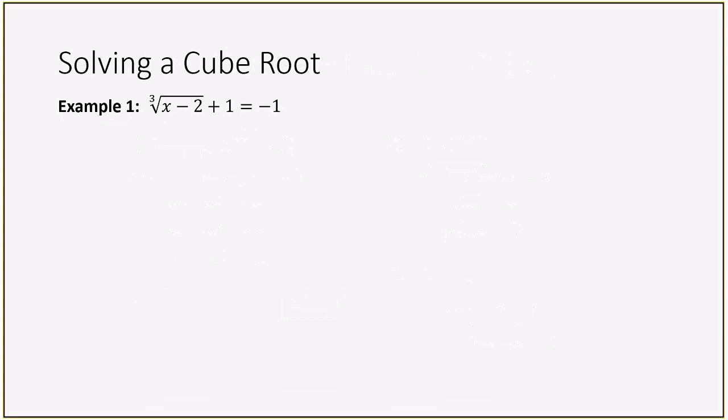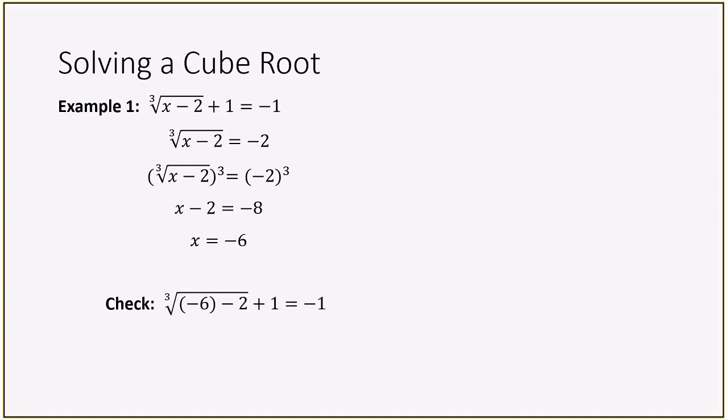Solving a cube root. Very similar process. I want to get the cube root by itself, but now to undo the cube root, I have to cube both sides. Then I'll be left with x minus 2 is equal to negative 8. Add 2 to both sides, I will get x is equal to negative 6. And now I'm going to check my answer just like we've been doing with the square roots. I plug my negative 6 into the x of the original equation, so I get the cube root of negative 6 minus 2, plus 1, hopefully is equal to negative 1. Negative 6 minus 2 gets me negative 8.